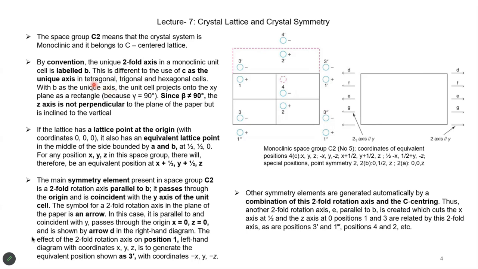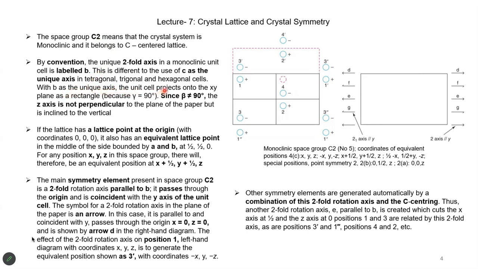But this is different from the unique axis practice for, for example, tetragonal, trigonal, or hexagonal cells. If we have tetragonal, trigonal, or hexagonal cells, there we do not take the unique axis as B. We take the unique axis as C. This is the difference. By convention, we take B as the unique axis for the monoclinic unit cell, and for the tetragonal, trigonal, and hexagonal crystal systems, we take C as the unique axis.